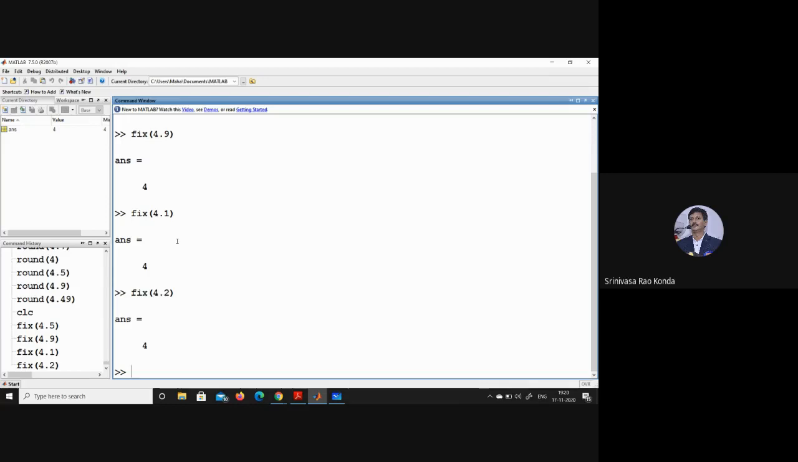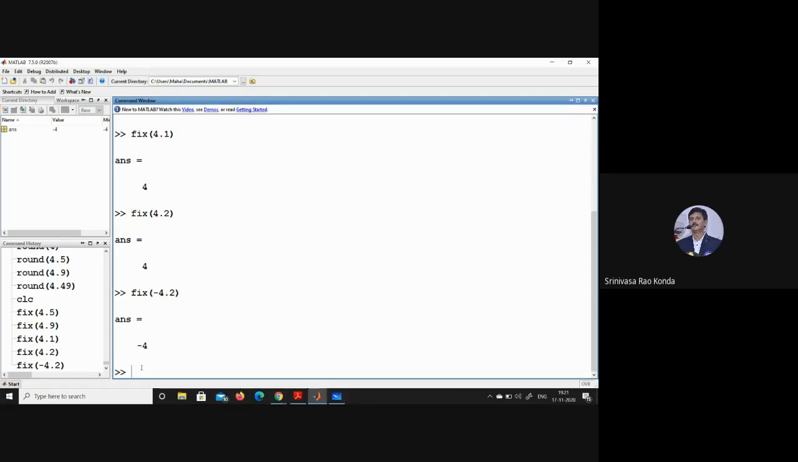Fix command: fix of x rounds x to the nearest integer towards 0. Negative numbers also work like that. Suppose minus 4.2. Minus 4.2 lies between minus 5 and minus 4. The nearest integer towards 0 is minus 4. That's what it displays: minus 4.